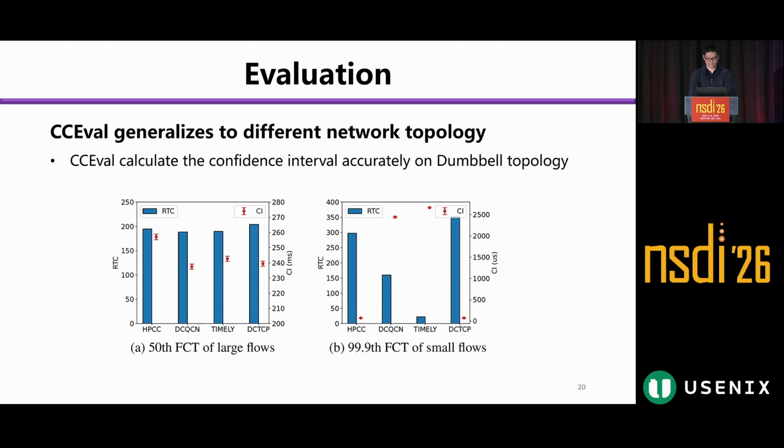So this slide tests generalization to a different network topology. Here, CCEval evaluates the 5th percentile flow completion time of large flows and the 99.9th percentile flow completion time of small flows on the dumbbell topology.